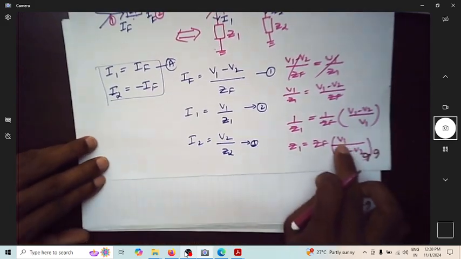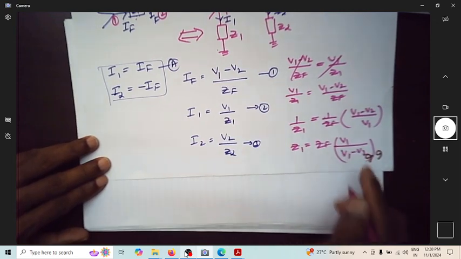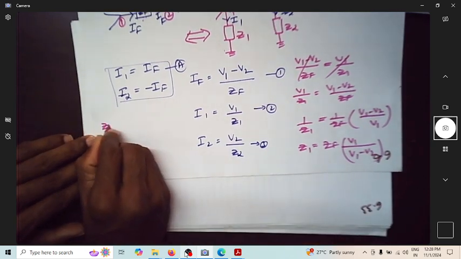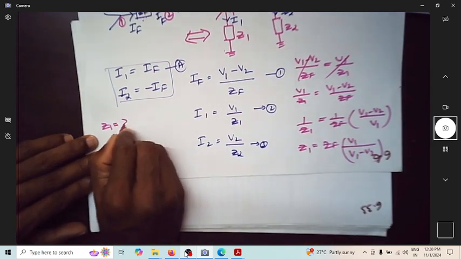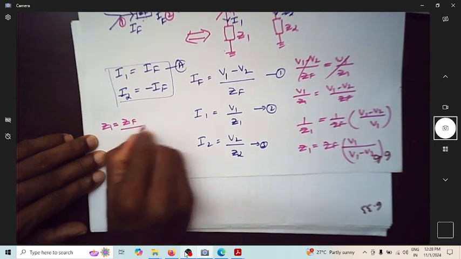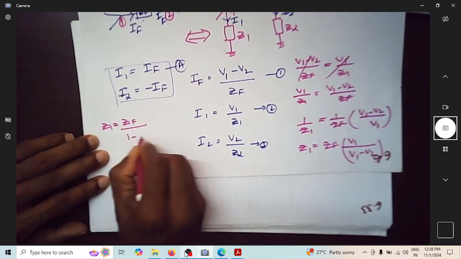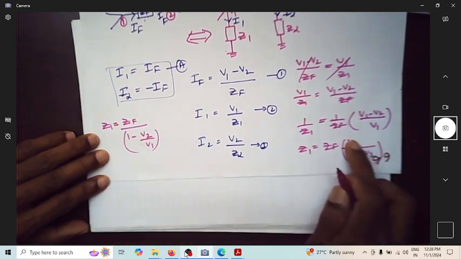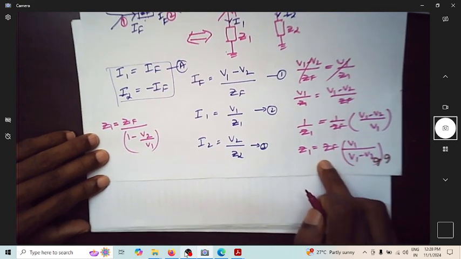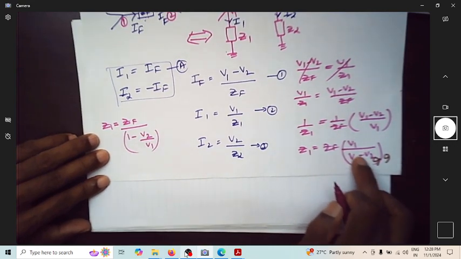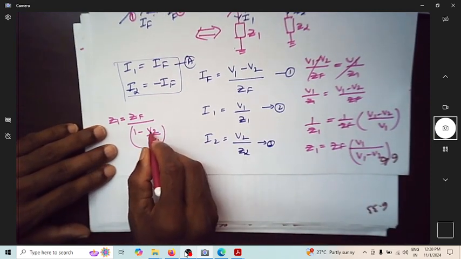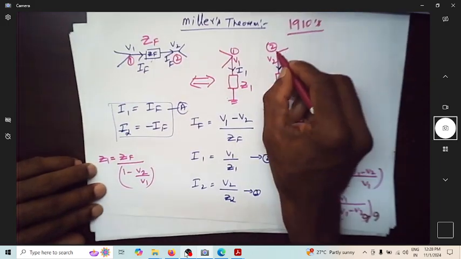So this is my equation I have. What I'll do, I will take out V1 as a common factor. Can I now write Z1 is equal to ZF divided by 1 minus V2 by V1? If I take V1 outside, then V1 also comes outside. This will become 1 minus V2 by V1. So now what is this? This is V2, this is V1.